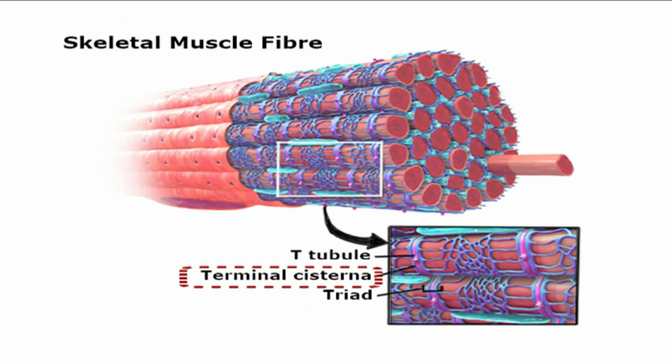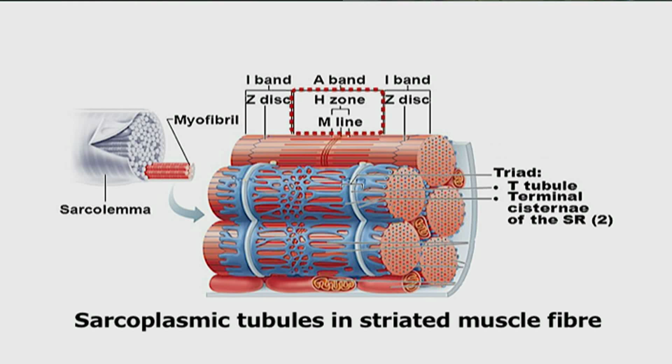A terminal cisterna of each sarcomere and a small transverse tubule constitute a triad which extends over the I band. Among the H band, there is a central cisterna which has pores. The central cisterna is formed by the longitudinal sarcoplasmic tubules. In some muscles, the triad lies over the junction of the A and I bands. There are 2 triads per sarcomere.